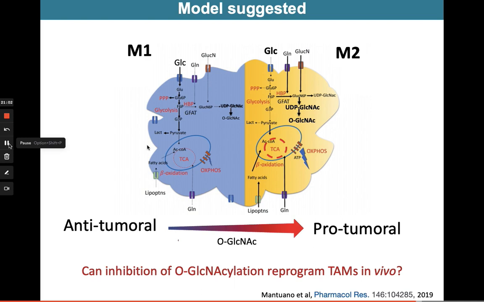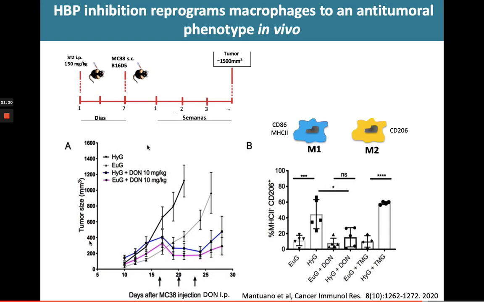These results raise another question. Can the inhibition of O-GlcNAcylation reprogram the tumor-associated macrophages in vivo to an anti-tumoral phenotype that would then decrease the tumor size? To answer this question, we injected the GFAT inhibitor, DON, in the hyperglycemic mice and followed the tumor growth. And we see here that after 2 injections, we can see a decrease in the tumor growth.